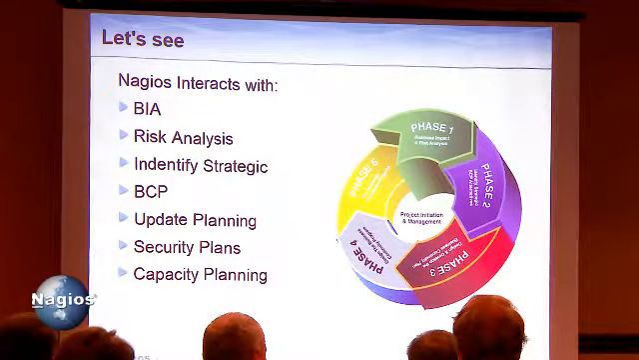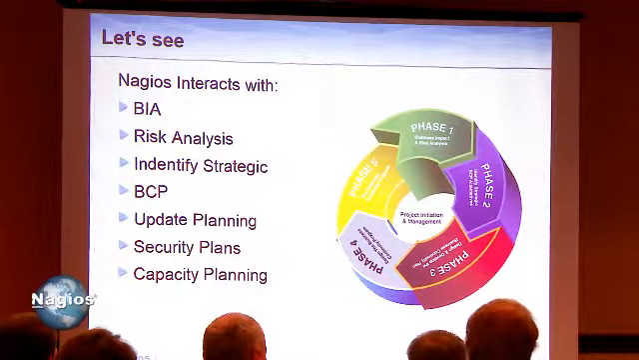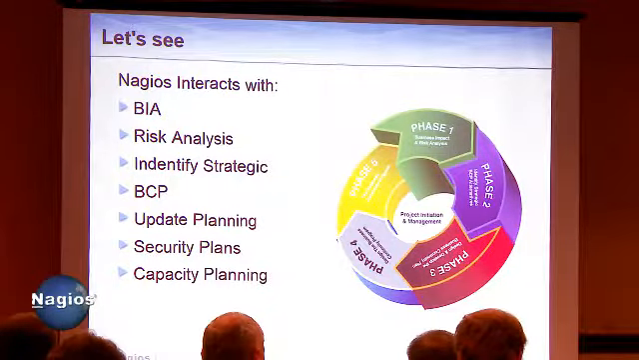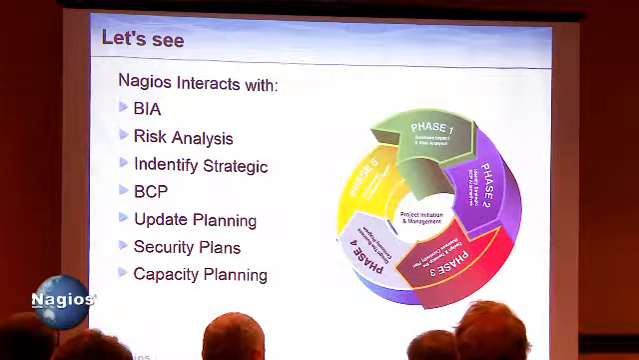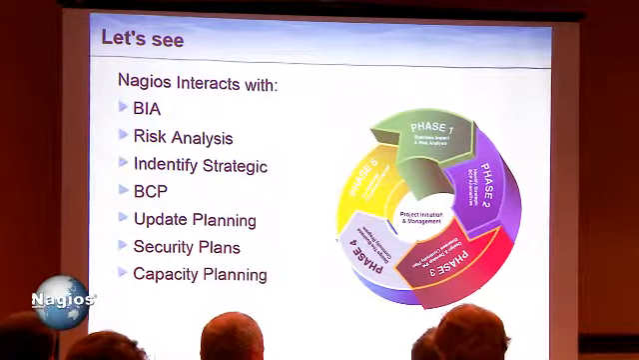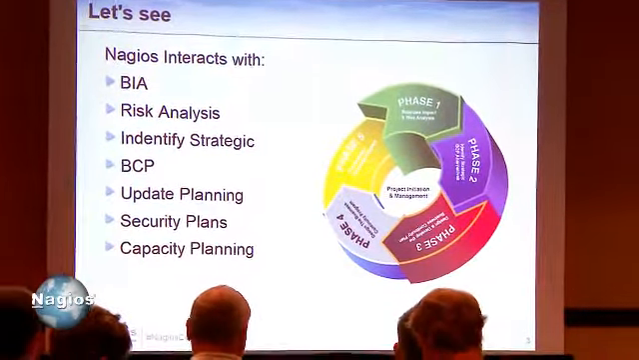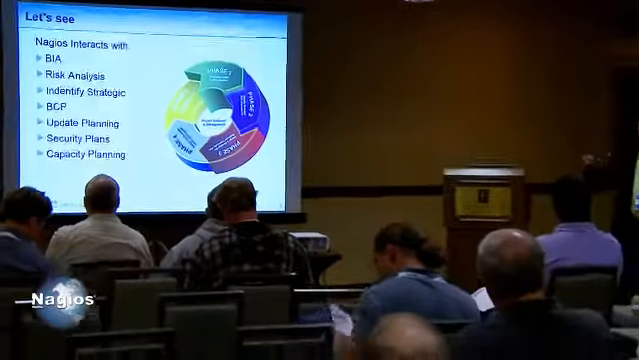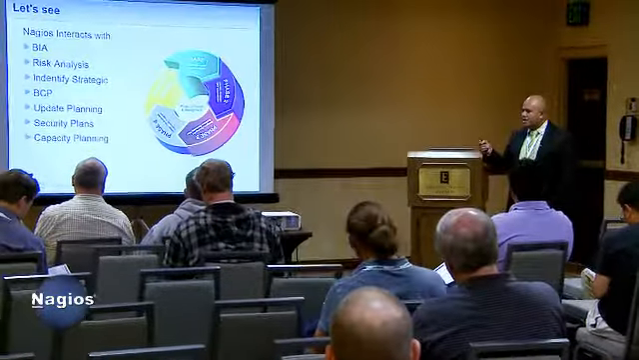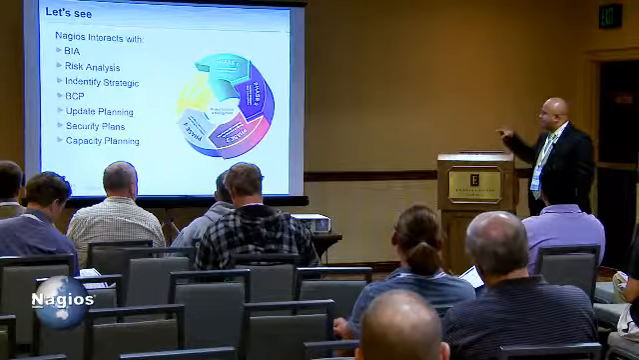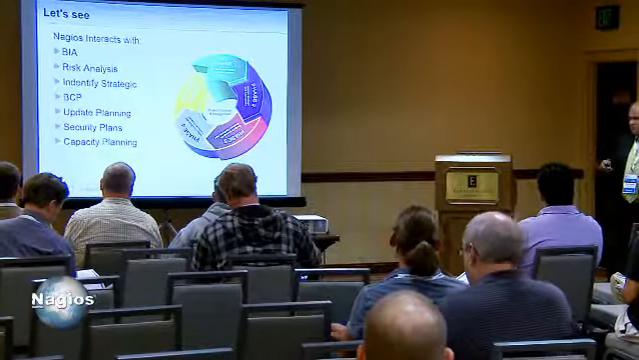Business impact and risk analysis. Nagios interacts with these plans because we can prevent the risk in the infrastructure in the company, because we are proactive in identifying possible risks in the servers, in the routers, and in the risk analysis we can identify vulnerabilities and risks for the business impact in the company.